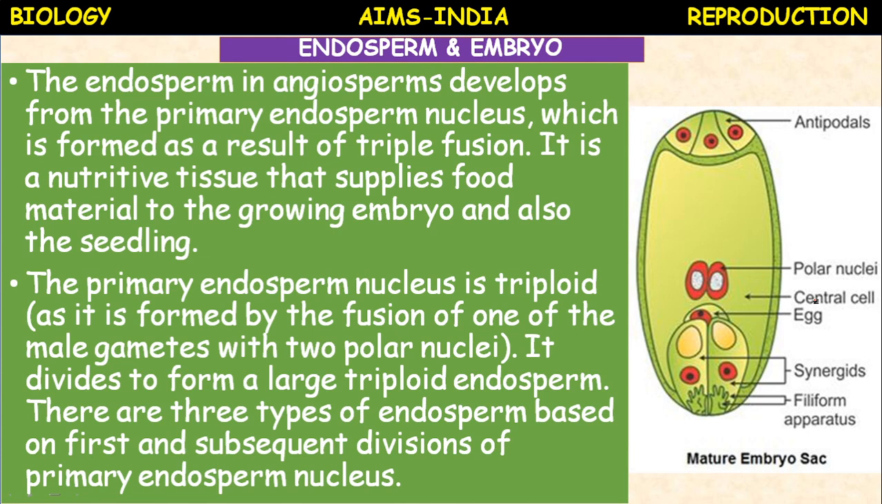So it is antipodals, mature embryo sac. Here there are synergids, the apparatus through which the pollen tube enters inside and fuses with the egg cell. The antipodals just degenerate.